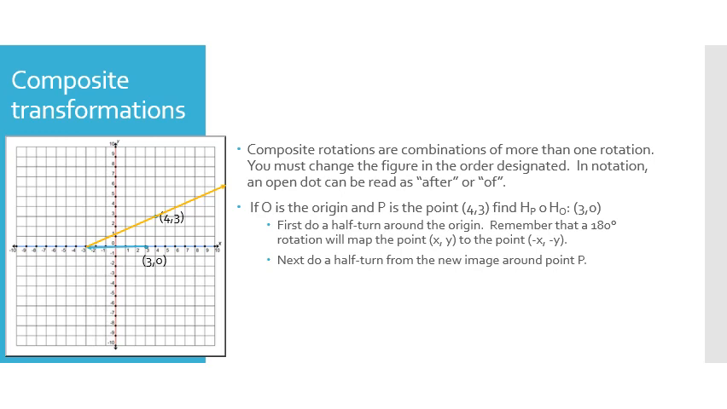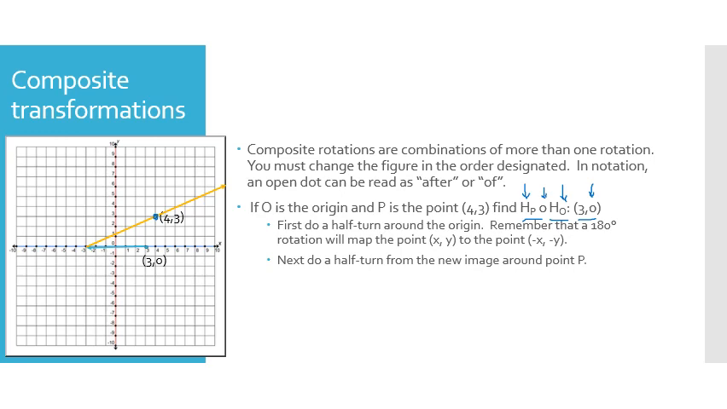If O is the origin and P is the point (4, 3) that I've got right here on the graph, find H_P after H_O of (3, 0). Okay, what does that mean? Well, we're going to be doing a half turn around point P after a half turn around the origin starting at the point (3, 0). So we're going to do this in two steps.